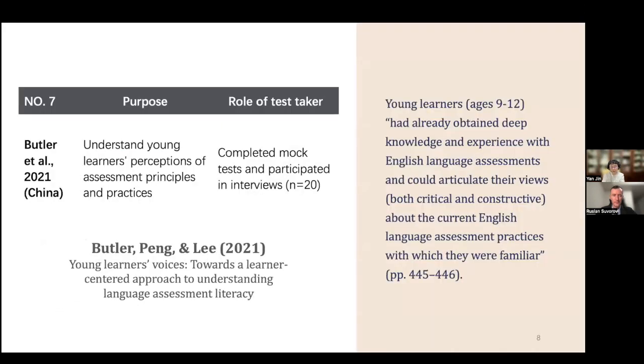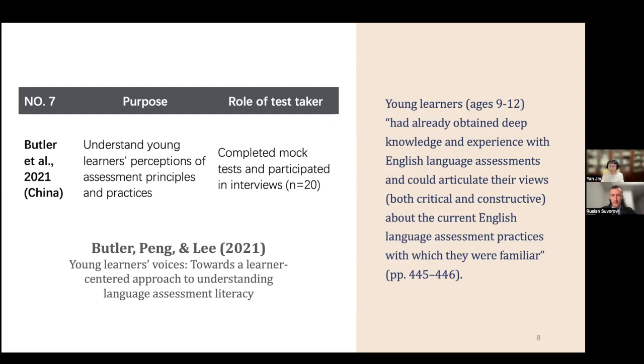The last study included in this special issue is by Butler et al. 2021. They hoped to understand young learners' perceptions of assessment principles and practices. So test takers or learners completed mock English tests and participated in the interviews.